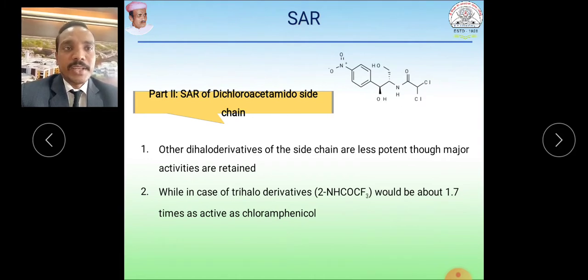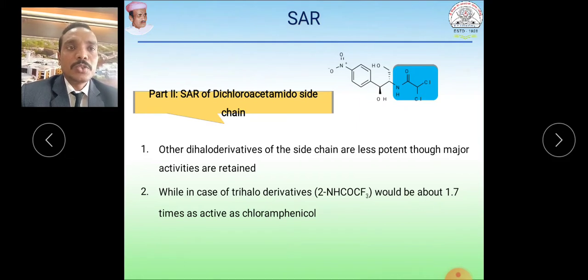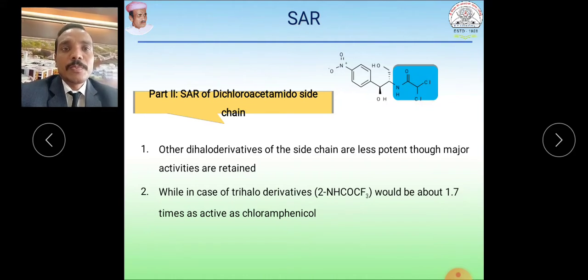dichloroacetamide side chain. This part has two chlorines and NHCO, that is the amide, and the acetyl group. Here there was CH3, but out of that, two hydrogens of the CH3 are replaced with chlorine. So the first point is that other dihalo derivatives of the side chain are less potent.